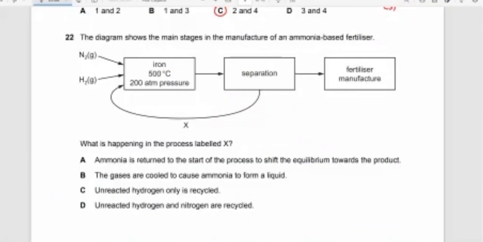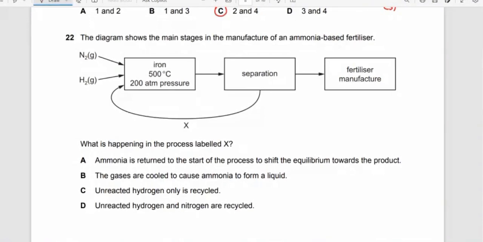The diagram shows the main stages in the manufacture of ammonia-based fertilizer. Okay, so you can see nitrogen and hydrogen are compressed and passed over the iron powder at 500 centigrade. Okay, and you get here the ammonia, which is almost 10 to 15%, and the rest of the hydrogen, which is unreacted, has to be given back, and then that ammonia can be used in the next reaction to form the fertilizer. Okay, what is happening in the process labeled X?